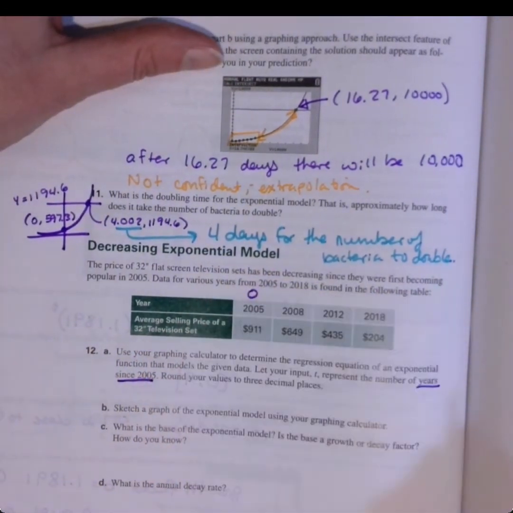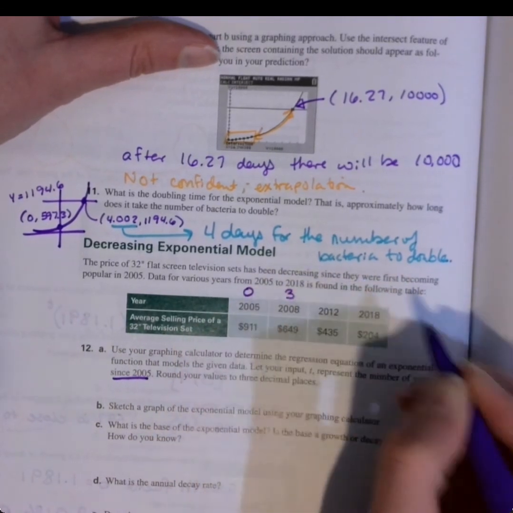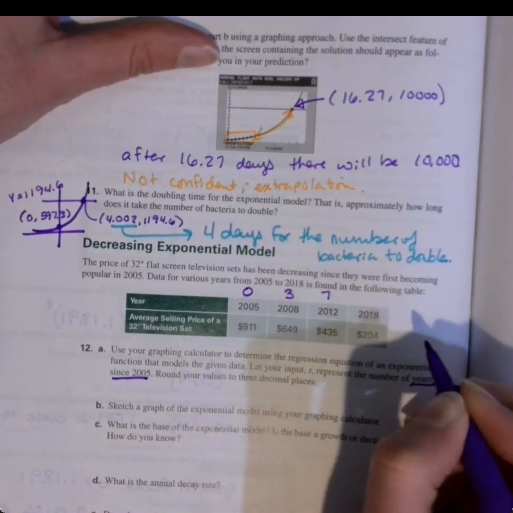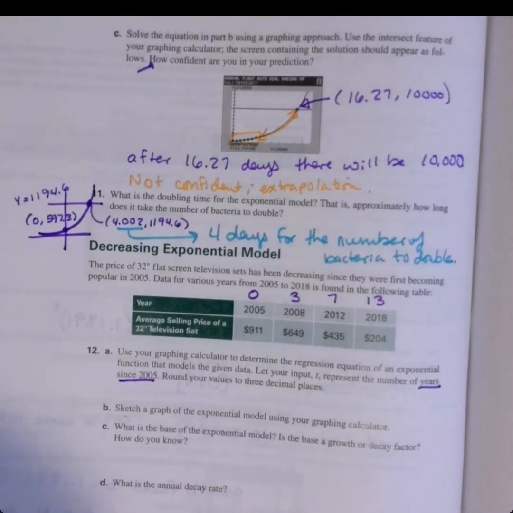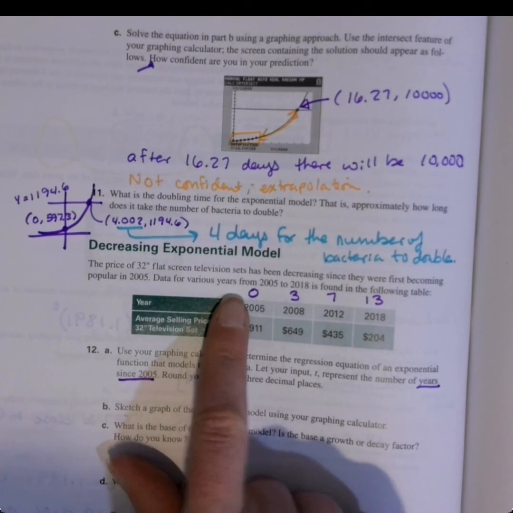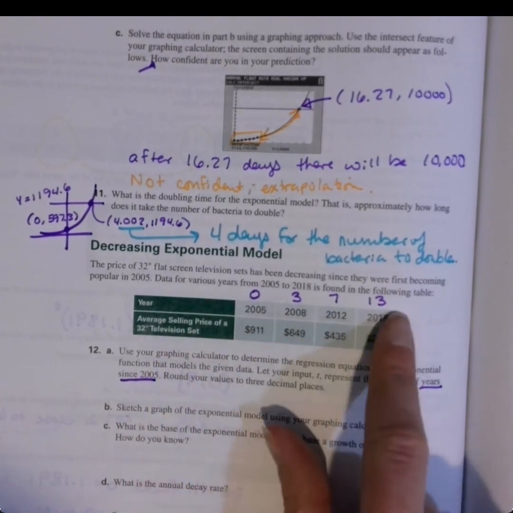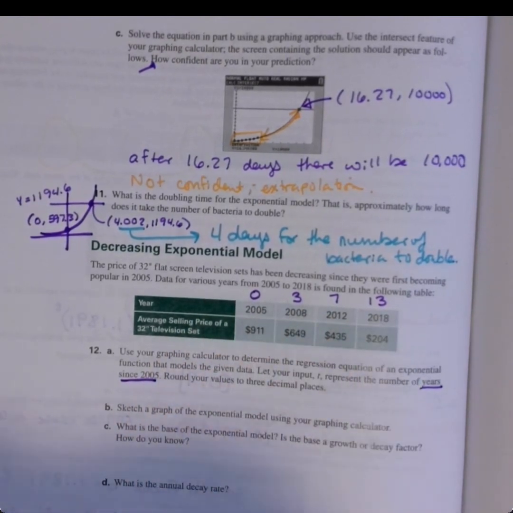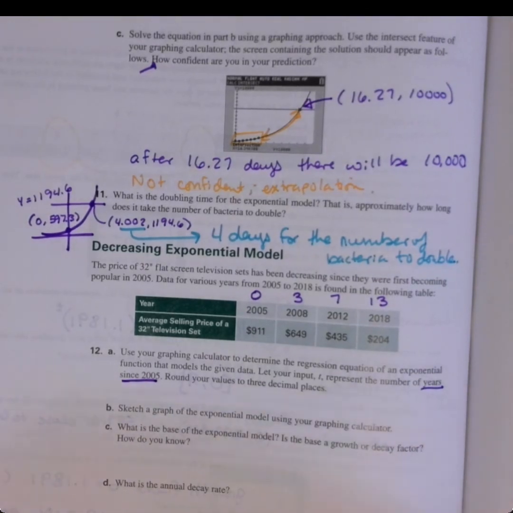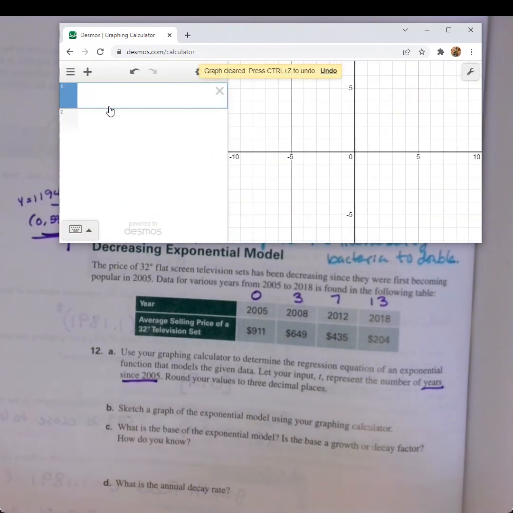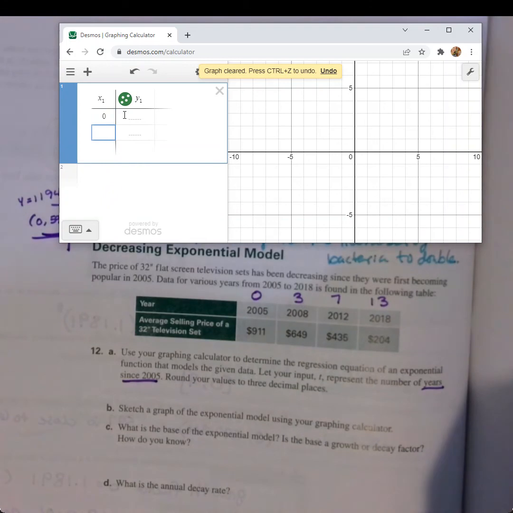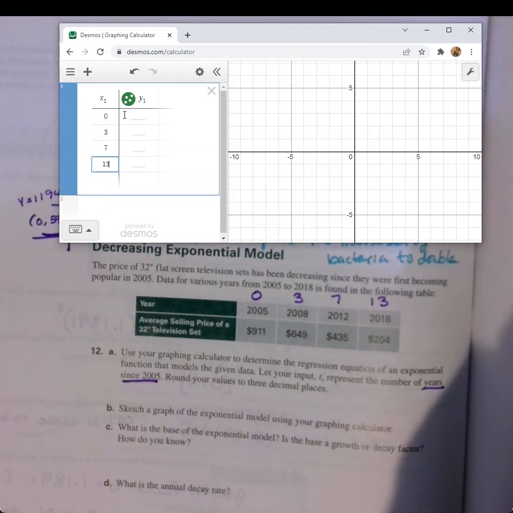So we're going to do 0 for 2005, then it was 3 years to 2008, 7 years to 2012, and 13 years to 2018. So the numbers that we're going to type in are going to be our 0, 3, 7, 13, and then the cost of the television. Don't ever type a full year value. Even if their data is in years, you got to change it. Still getting some of those tables coming back on Desmos projects that have year values in them. So I want you to fix that if you have been doing it.